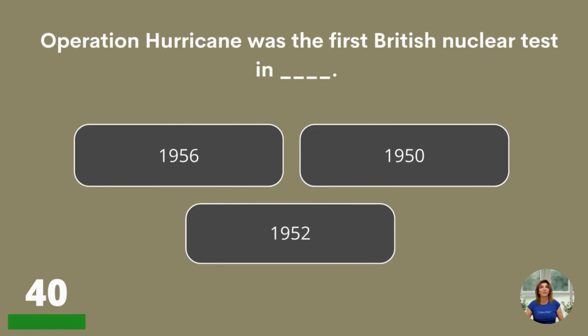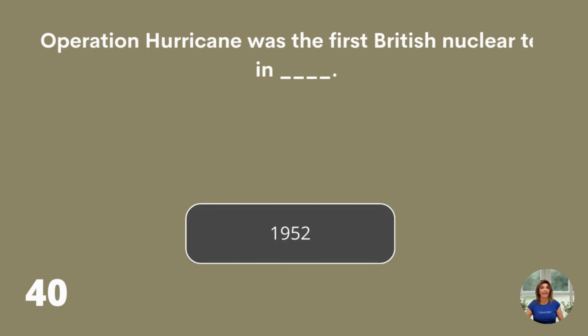Operation Hurricane was the first British nuclear test in 1956, 1950, or 1952? 1952.